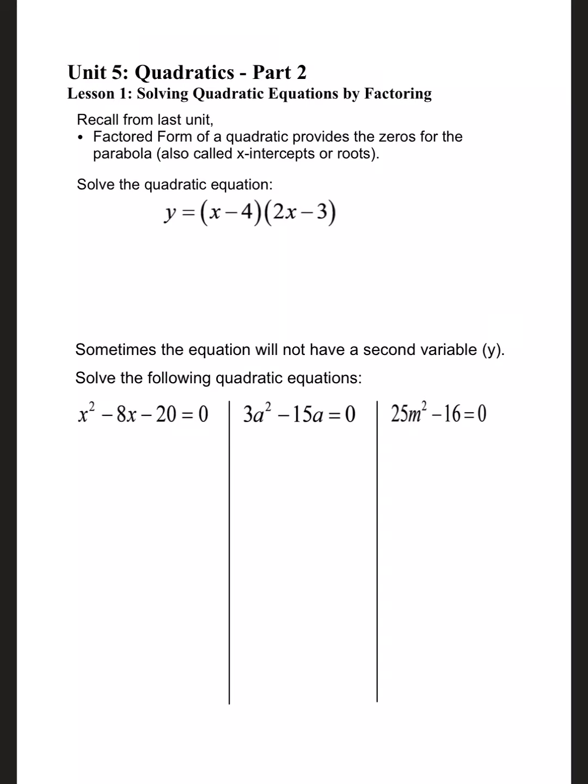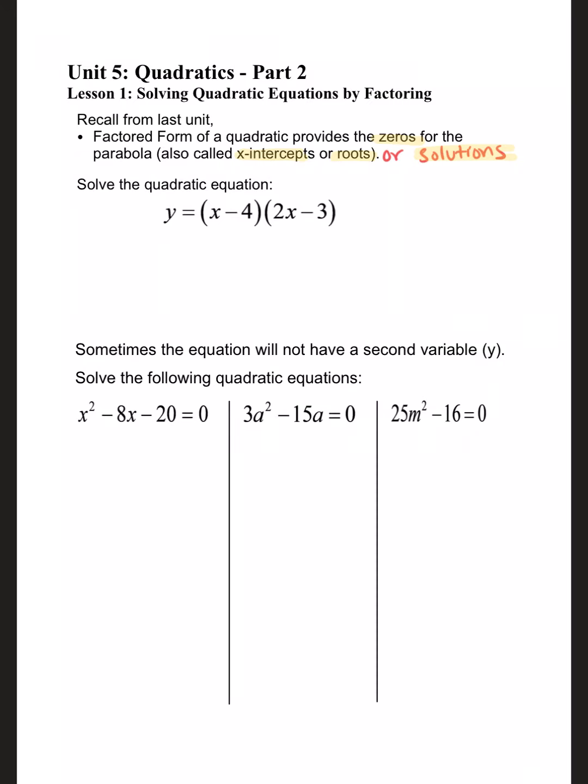We're going to start by recalling from the last unit that when you're in factored form of a quadratic, you can figure out what the zeros are by setting your brackets equal to 0. These are also called our x-intercepts or our roots. And we're going to give another name to those today: we also call these our solutions. So any of these words all mean the same thing. We're always trying to find our zeros, which are our x-intercepts, our roots, or our solutions.